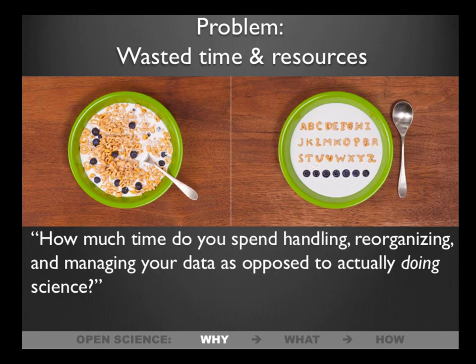The second problem is wasted time and resources. There's a little informal poll that various people have done, and they ask scientific researchers how much time you spend handling, reorganizing, managing, sometimes people call it wrangling your data, as opposed to actually doing science, so actually applying the skills that you've been trained on, whether it's neuroscience or genetic science. There's just a whole lot of bookkeeping and housekeeping tasks. And the median answer is 80%, amongst graduate students and postdocs.